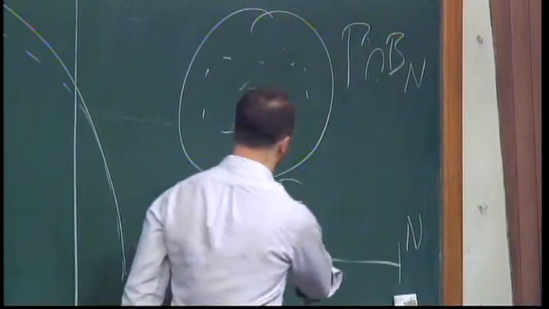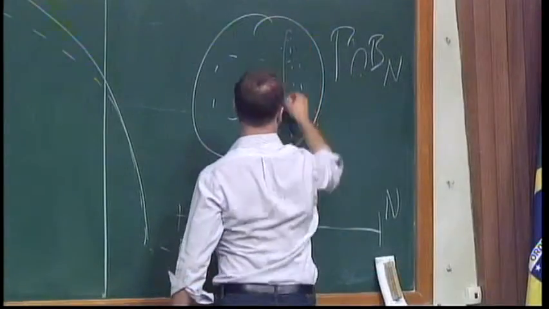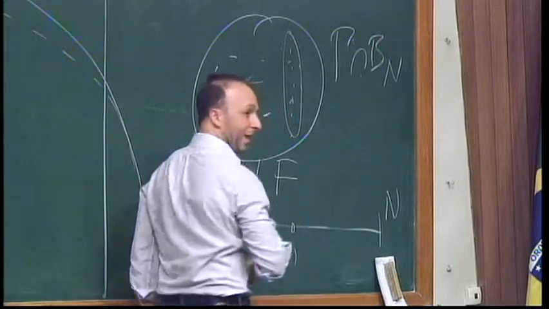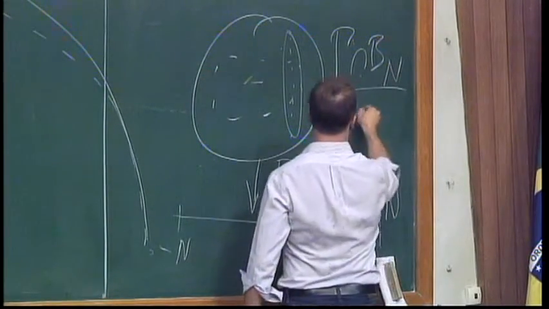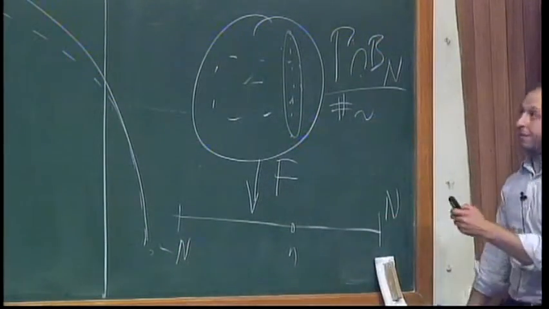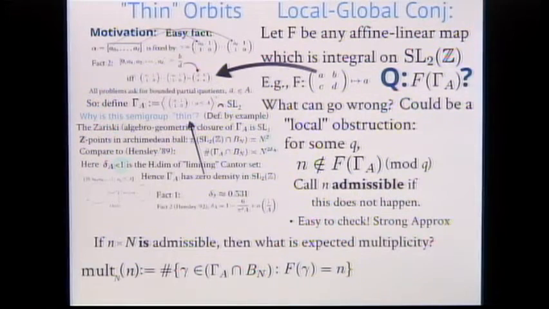So if I take a typical number here, little n, I want to know what's its fiber. How many guys upstairs map down to little n? Well, I know the size of this. So the number of these points is roughly n to the 2 delta.